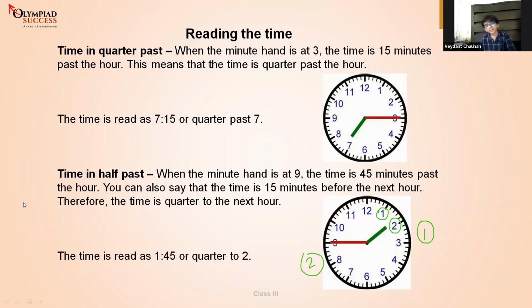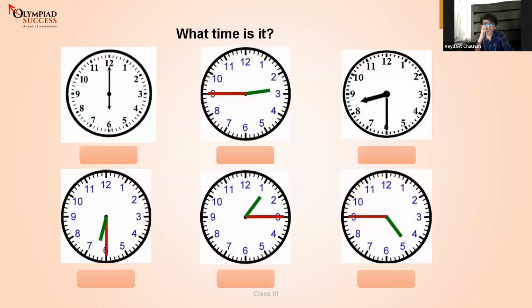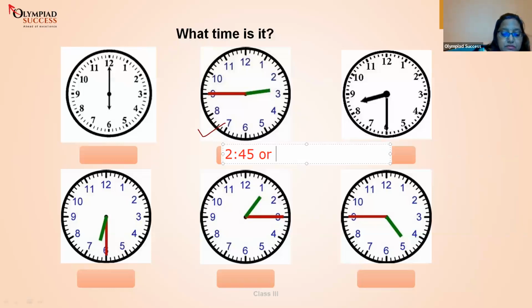Now, next. Just tell me what will be the second clock. I'll be asking you a few clocks, okay? Just tell me the time. The second clock, how do you denote this time over here? That one is going to be 2:45 or quarter to 2. Quarter to the next hour, beta. What is the next hour? Quarter to 3.